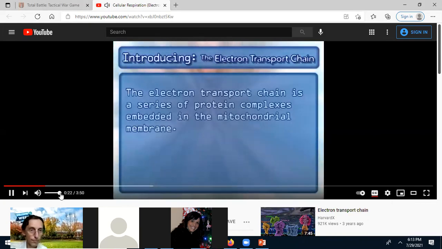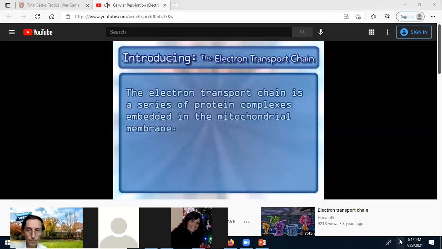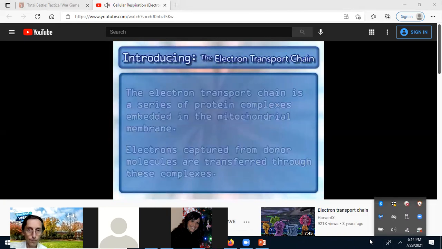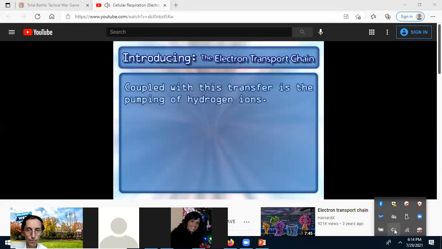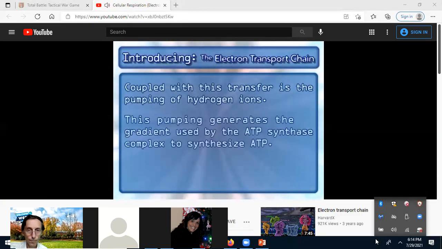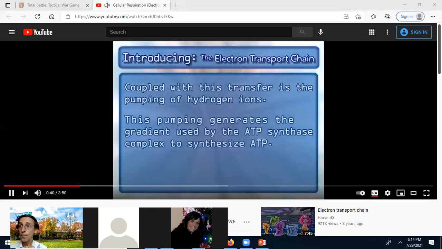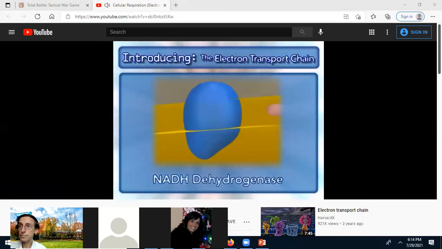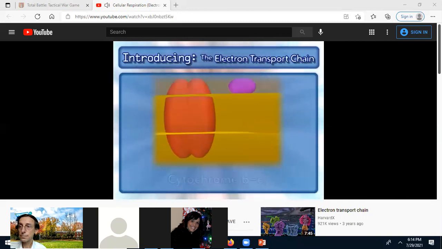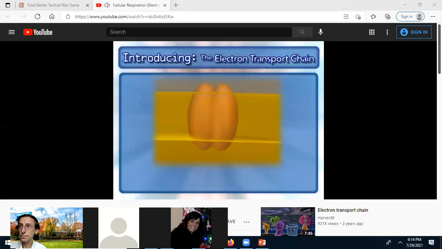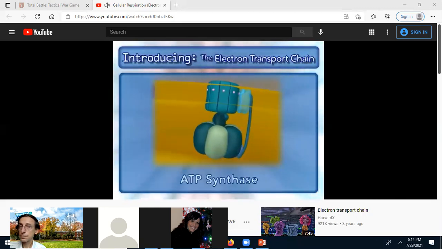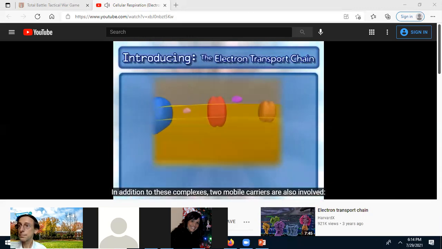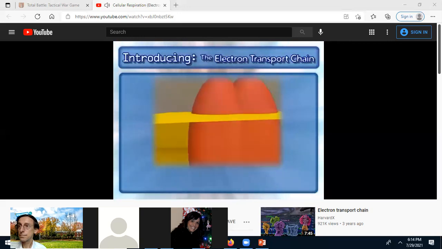The electron transport chain is a series of protein complexes embedded in the mitochondrial membrane. Electrons captured from donor molecules are transferred through these complexes. Coupled with this transfer is the pumping of hydrogen ions. This pumping generates the gradient used by the ATP synthase complex to synthesize ATP. The following complexes are found in the electron transport chain: NADH dehydrogenase, cytochrome BC1, cytochrome oxidase, and the complex that makes ATP, ATP synthase. In addition to these complexes, two mobile carriers are also involved: ubiquinone and cytochrome C.